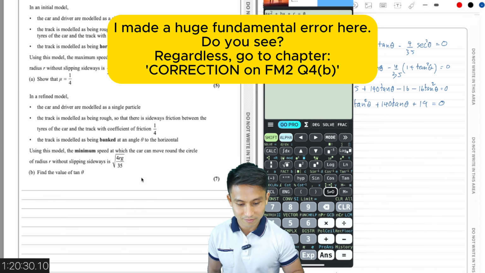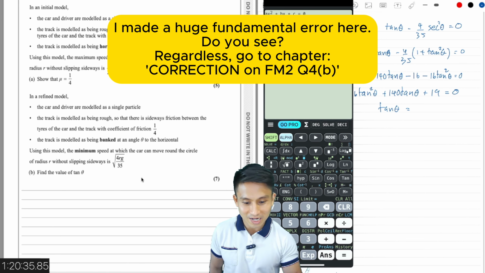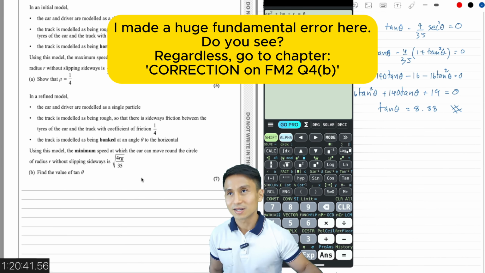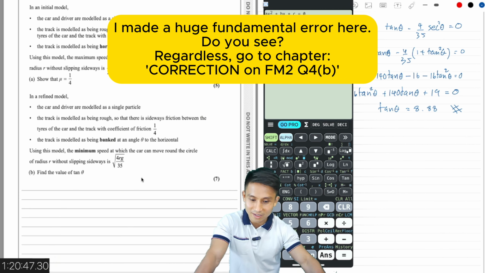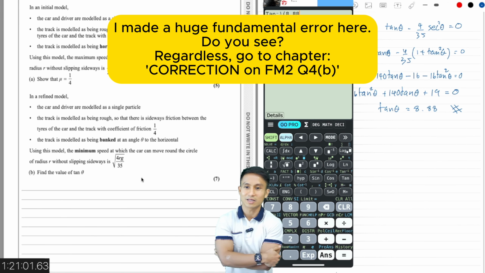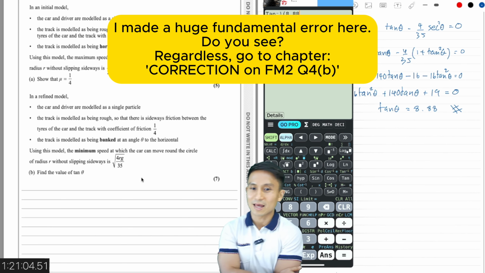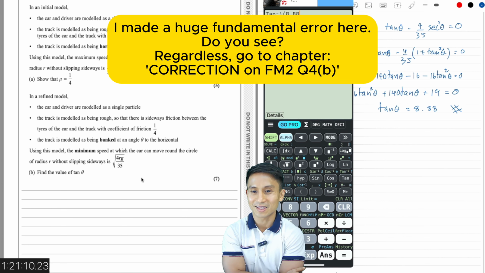It was that, right? So tan theta. It doesn't say exact, so we might be lucky. 8.88. There you go. That's a very high banked angle, because if we do arctan of that, we should get very high. So let's do arctan 8.88. Yeah, that's very high. Never seen a road like that banked angle. Maybe a Formula 1 racetrack or something. That's very high.